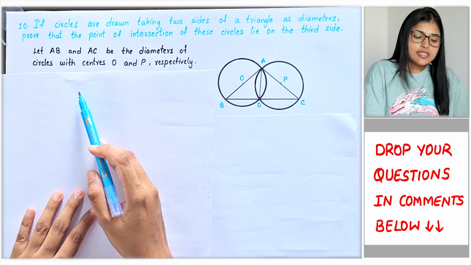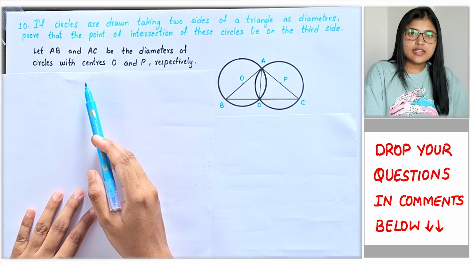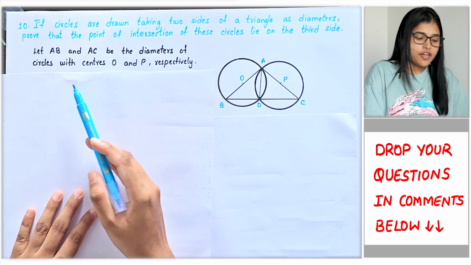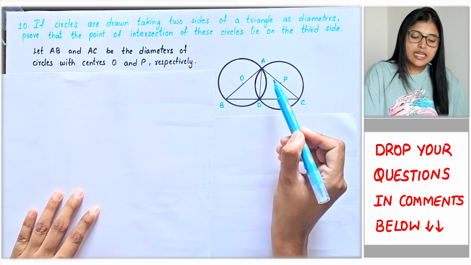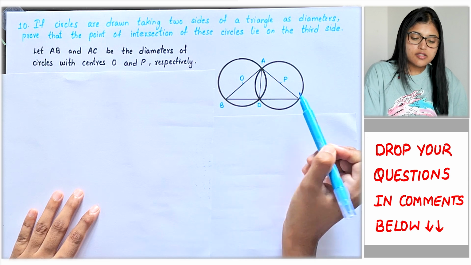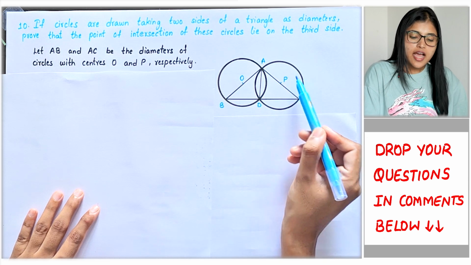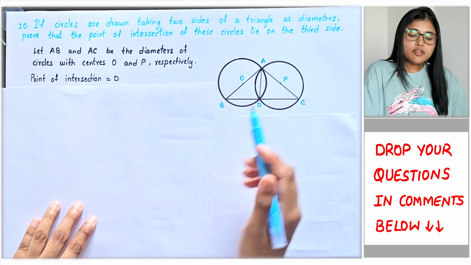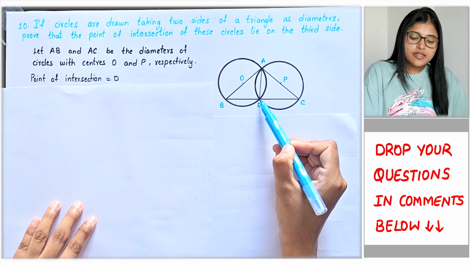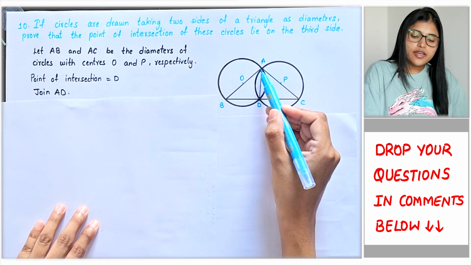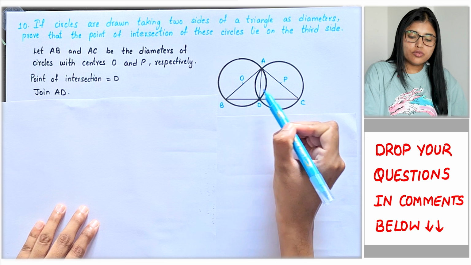Now, let's construct two circles and a triangle based on the information given to us. So let AB and AC be those diameters of the circles and two sides of the triangle as shown in the figure here. Let the point of intersection be D here. So let's join A to D so that we have two triangles.